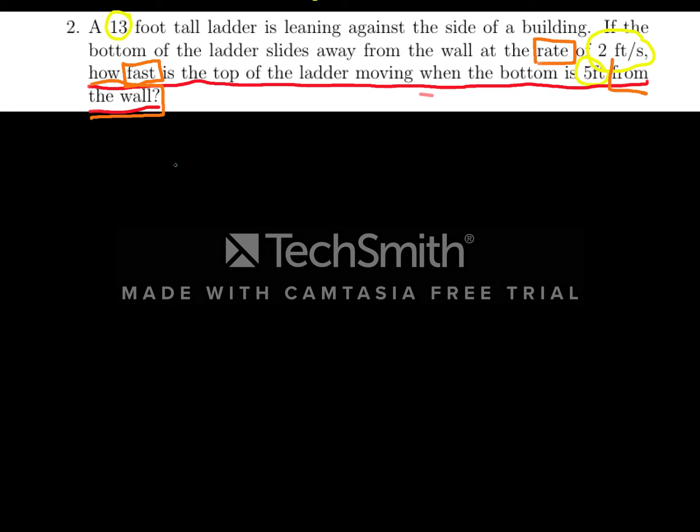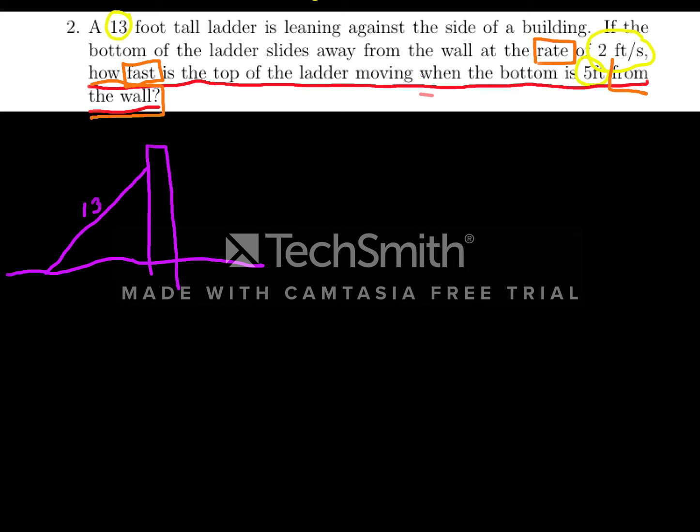So the first thing I'm going to do is draw a picture. So I've got a building, say here, some building, and I've got a ladder that's leaning against it. And let's give some ground here. So this is the ground. It's supposed to be flat. We'll take that as a consideration. So there's our ladder. And it's a 13-foot tall ladder. So this distance here of the ladder, so I can put it right on my diagram, is 13 feet.